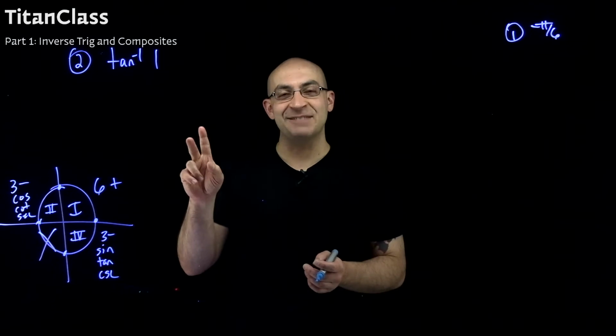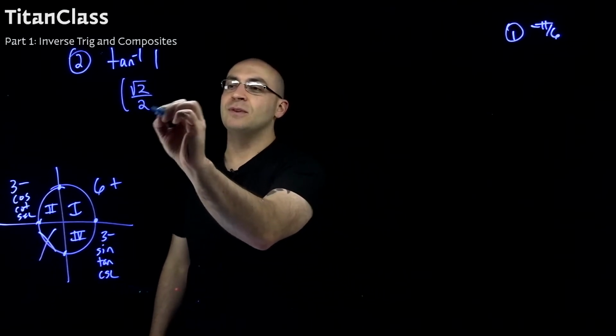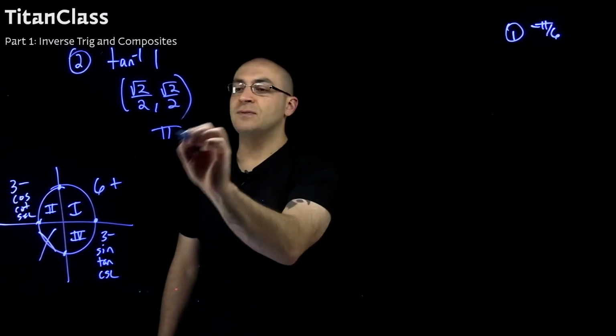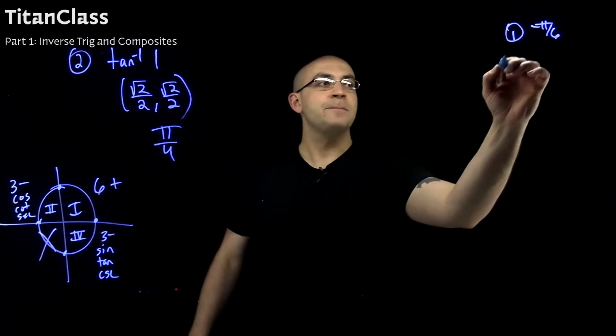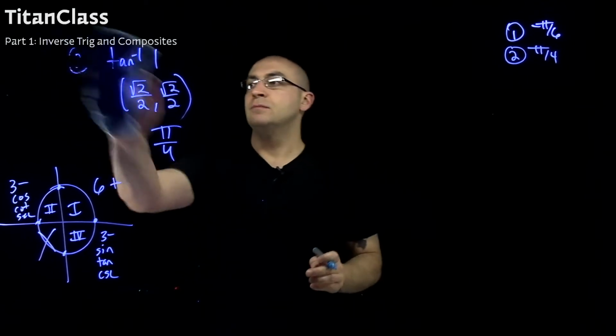If my y and x values are exactly the same. Well, that only happens at one point, at root 2 over 2 and root 2 over 2, which is 45 degrees or pi over 4. Now, I don't need the negative. My answer is actually just pi over 4. Okay. Moving ahead.